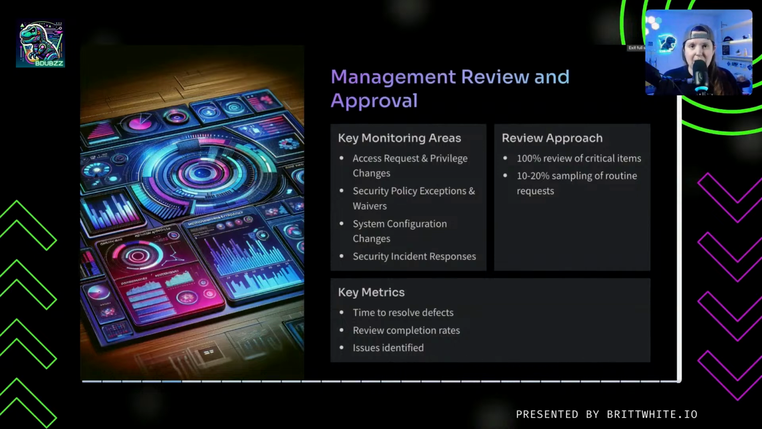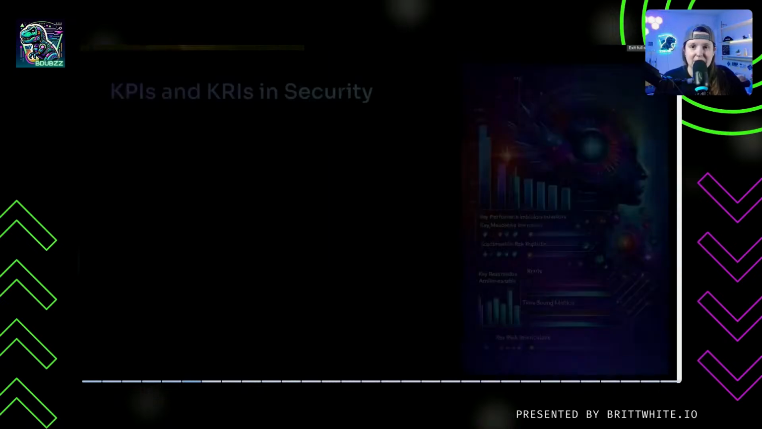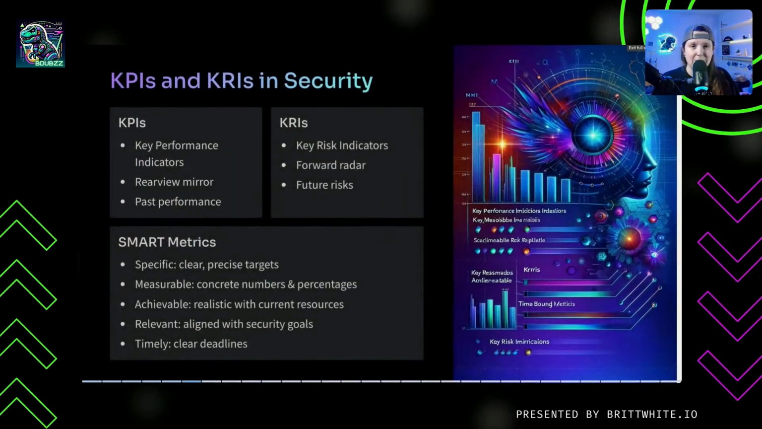We also monitor how quickly teams implement corrective actions after reviews. These metrics show us how well our oversight works and where we need to improve. Key performance indicators, or KPIs, and key risk indicators, or KRIs, are our security scorecards that help us both measure and manage our security program effectively.